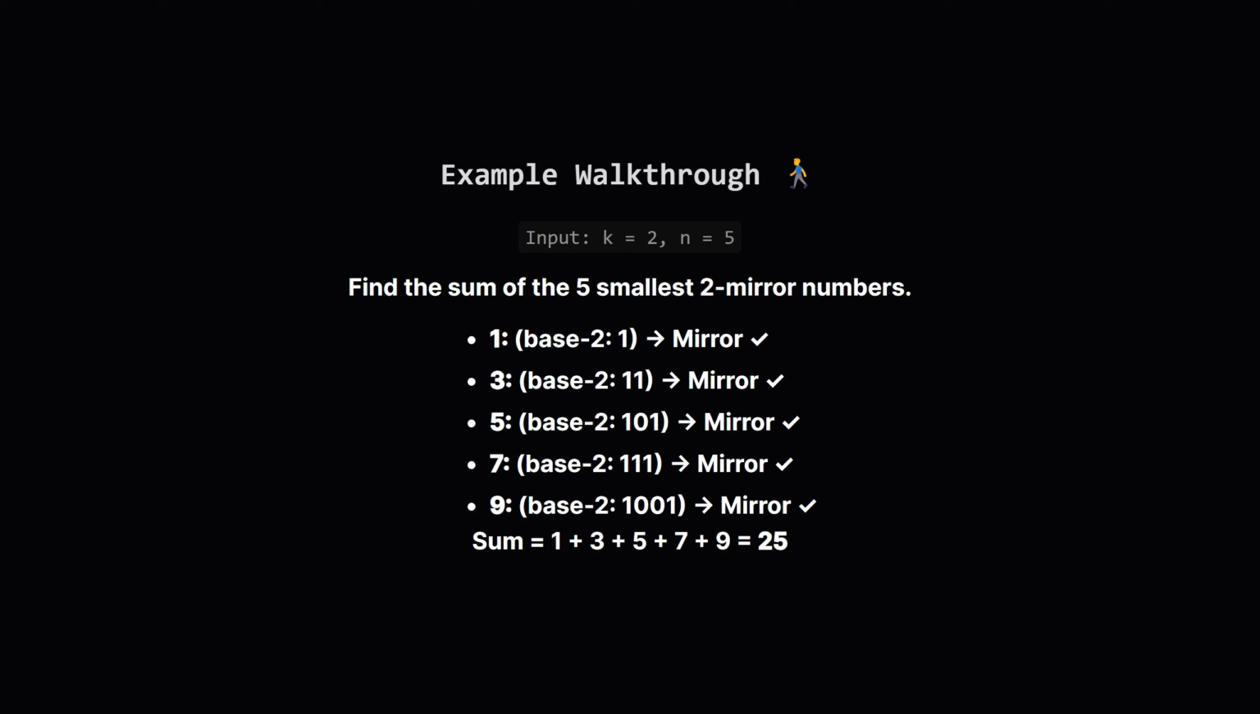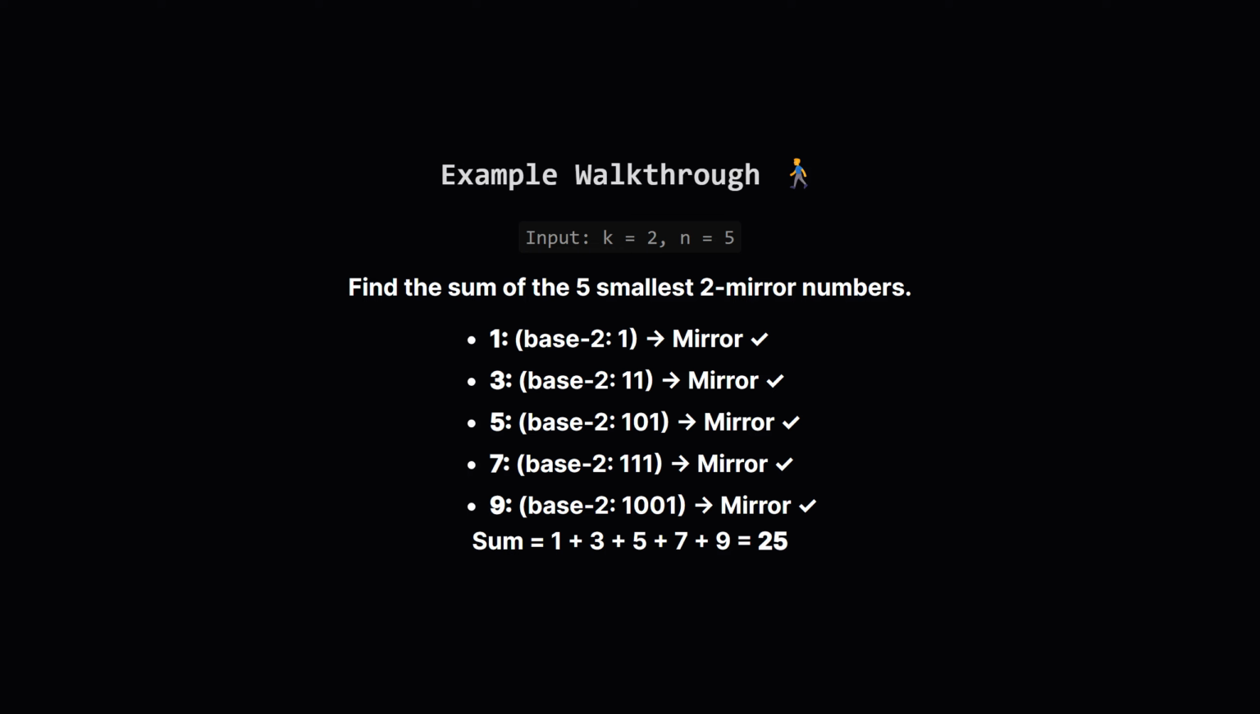Let's walk through an example. Suppose we're given k equals 2 and n equals 5. Our job is to find the 5 smallest numbers that are palindromes in both base 10 and base 2, and then add them up. How would we even start? Well, we could just start checking numbers one by one. Let's try it. Number 1. In base 10, it's a palindrome. In base 2, it's also just 1, which is a palindrome. Great. That's our first number.